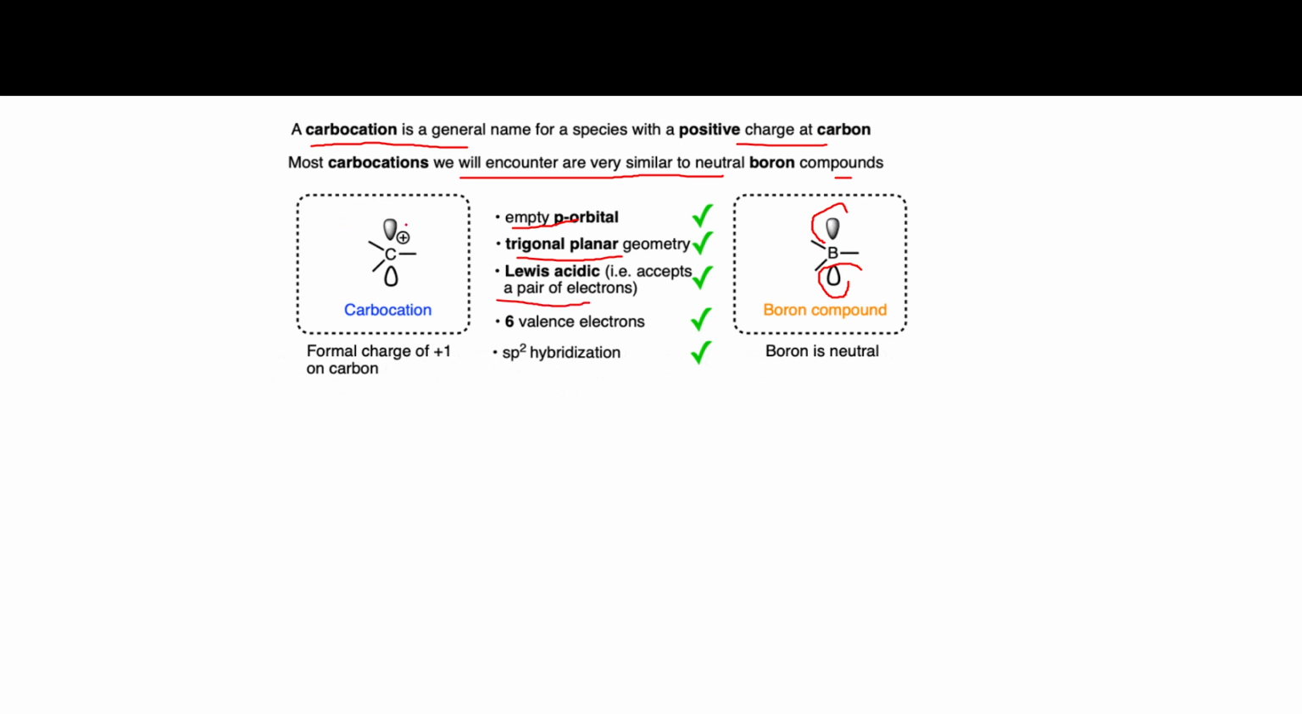Because Lewis acid and Lewis base depend on who can accept the electron. Since there is a positive charge and also an empty orbital, it is very favorable to accept electrons from others. When it accepts electrons, it behaves as a Lewis acid, with 6 valence electrons and sp2 hybridization. The carbocation has that significance that it can behave as a Lewis acid, so any nucleophile can attack here.